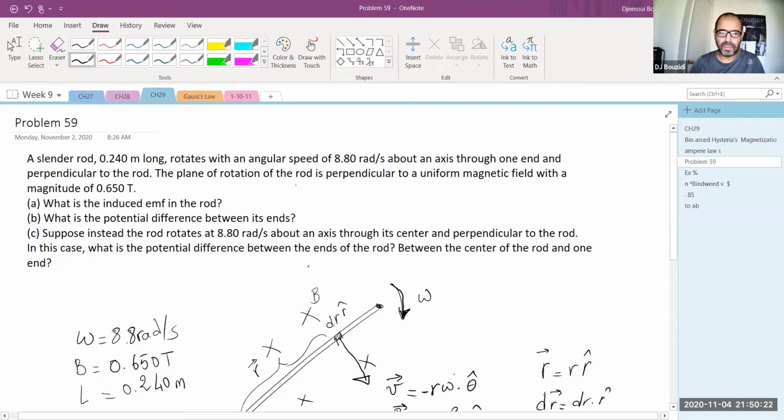And what else do we know? The plane rotates about the rod, perpendicular to it, in a magnetic field of 0.65 Teslas. This is a big magnetic field, super strong, okay?